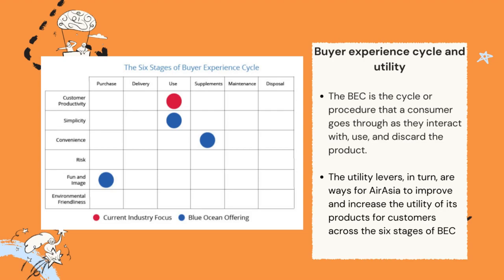Now we are looking at the utility map based on Blue Ocean strategy. The BEC, which is buyer experience cycle, is the cycle or procedure that a consumer goes through as they interact with, use, and discard the product. It typically consists of 6 stages from the point of purchase to the point of disposal. The utility levers, in turn, are ways for AirAsia Airlines to improve and increase the utility of its products for customers across the 6 stages of BEC, ultimately improving the usefulness of the final product.